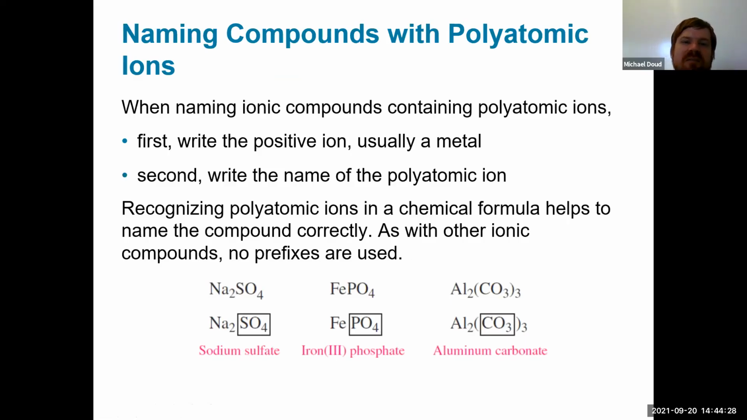All right. Now, how do we name compounds with polyatomic ions? Well, the name is the same for all ionic nomenclature. We always write the name of the positive ion followed by the name of the negative ion. Usually the positive ion is a metal, but of course it could be ammonium as well. It could be a polyatomic ion now. And then finally, the polyatomic ion is usually the anion, and we just write that next. So sodium sulfate, Na2SO4. Iron 3 phosphate is FePO4, and aluminum carbonate is Al2(CO3)3.